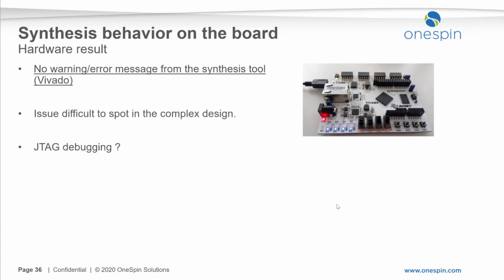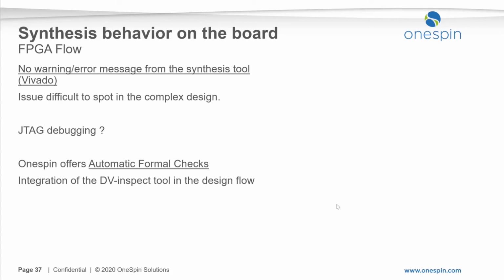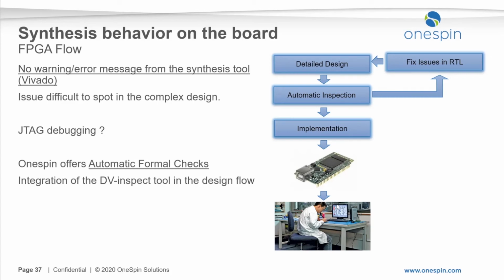So, JTAG debugging? Well, no, I think not, because if you remember what we talked about in the first part of the presentation, there is a better way to do these things, which is automatic formal checks. By integrating the DV-inspect tool in the design flow, what we did is what we mentioned before: before going to the board, we actually did inspect checks on the RTL itself.